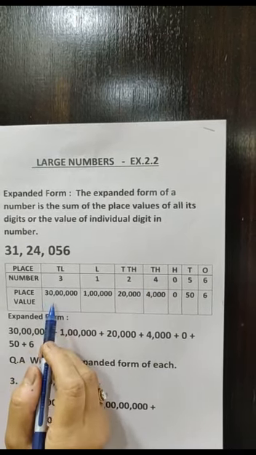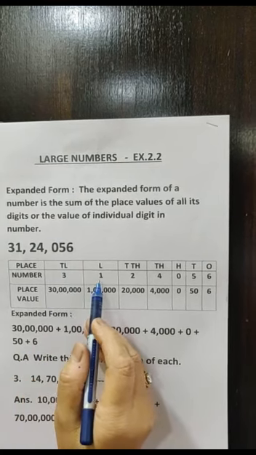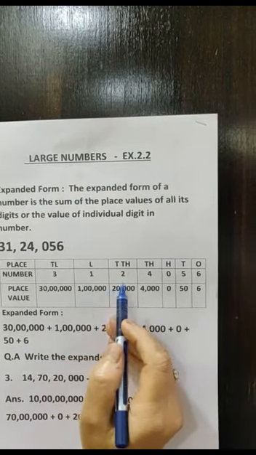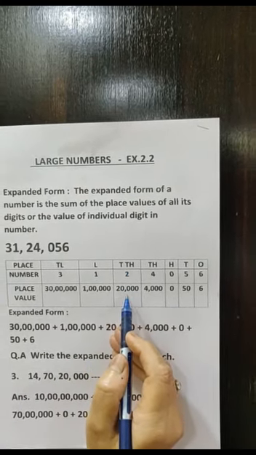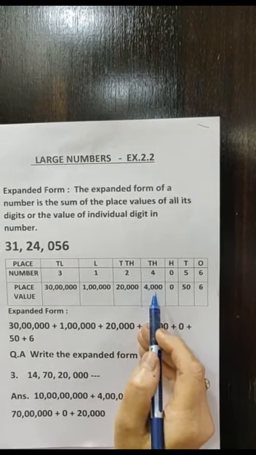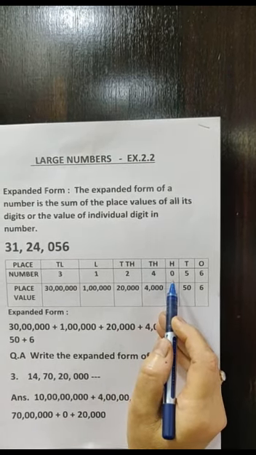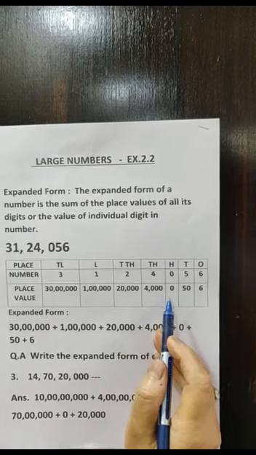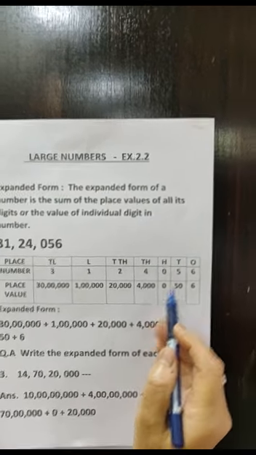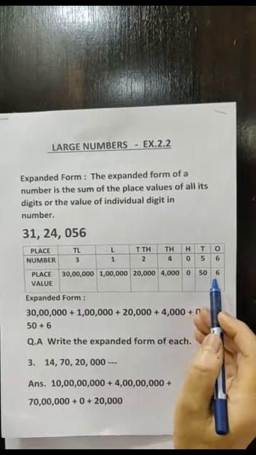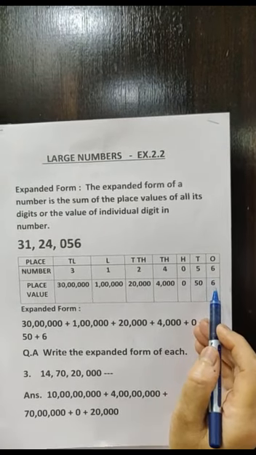So what is the place value of 3 here? 3 is 30 lakh. Place value of 1 is 1 lakh. Place value of 2 is 20,000. Place value of 4 is 4,000. Place value of 0 is 0, because any number multiplied by 0 is 0. Place value of 5 is 5 tens and place value of 6 is 6 ones.